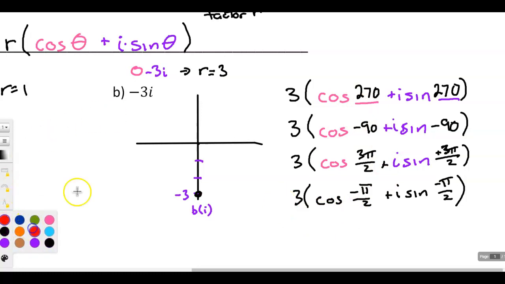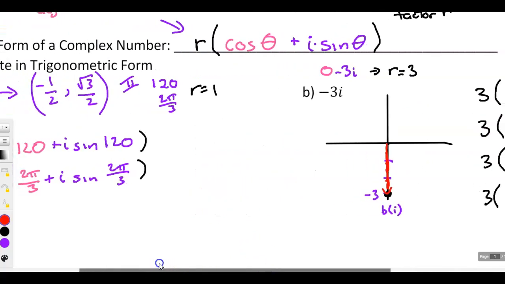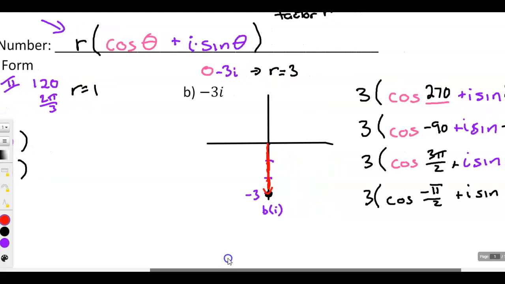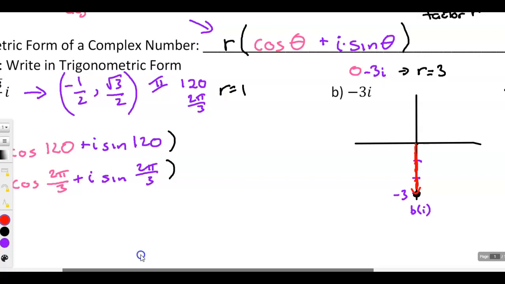Let's not forget that on our graph this was an actual vector. Didn't put that in. Alright, so leave you at that. Yeah, that looks good.